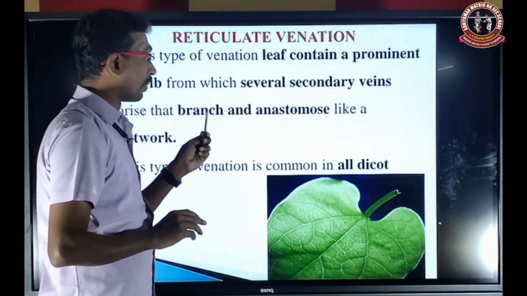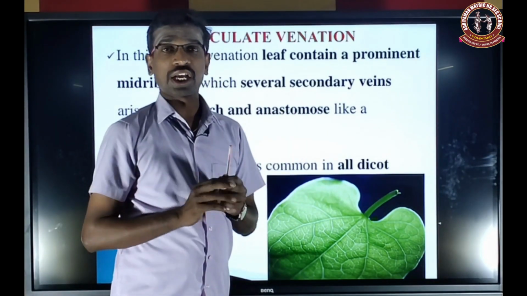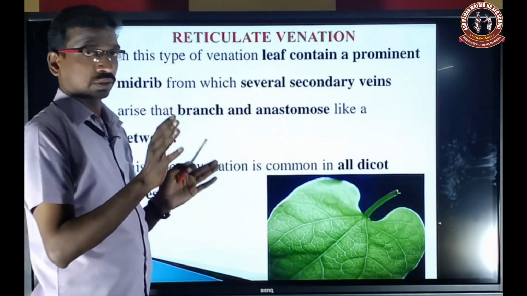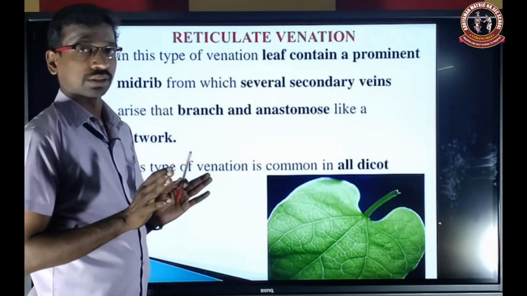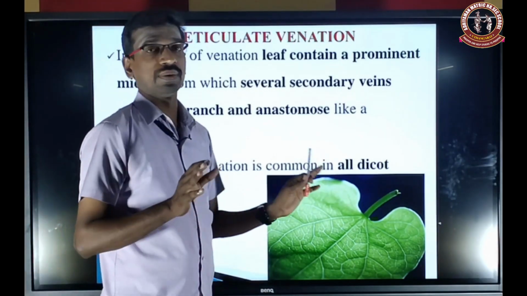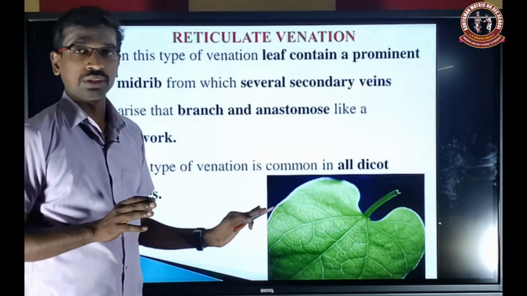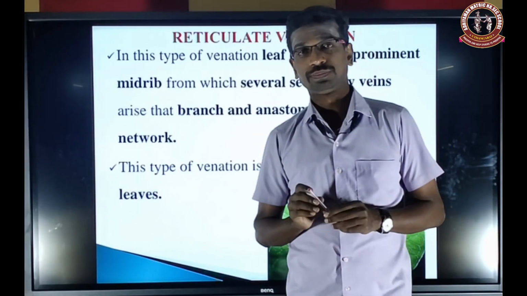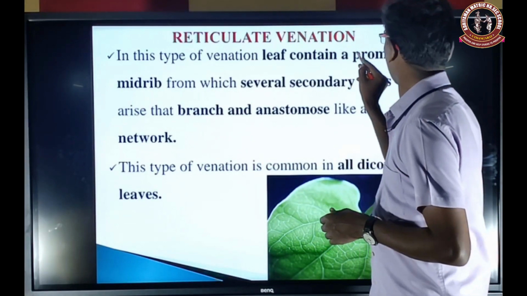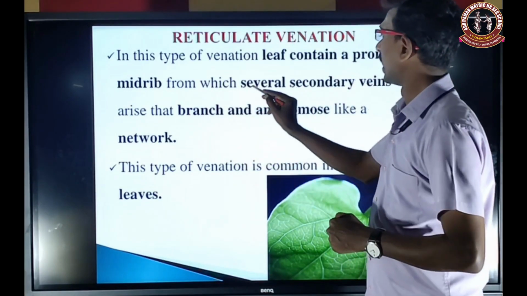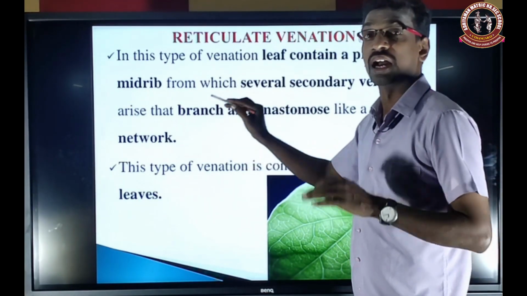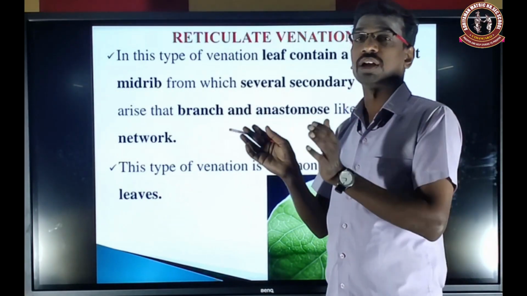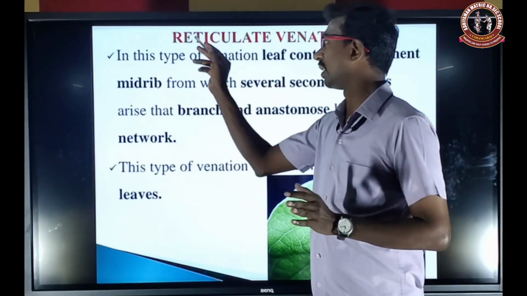The secondary veins branch and anastomose. Anastomose means forming a net, like a network. This type of venation is common in all dicotyledons. Already I told you, it is a common feature for all dicotyledons of angiosperms. So here it has a prominent midrib, one midrib, and then several secondary veins arise that branch and anastomose to form a network structure, that is reticulate venation.